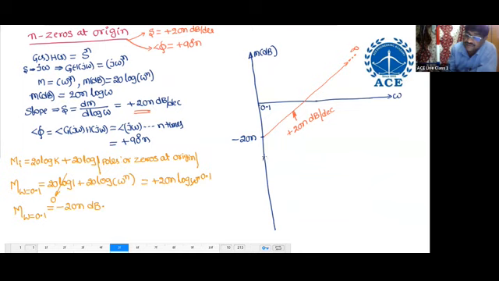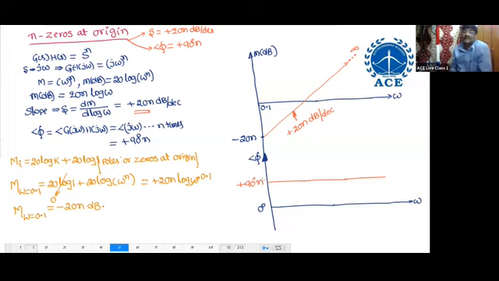So phase. This is 0 degrees. Next, what is the phase angle? Plus 90n. It is plus 90 degrees here. So these are the magnitude and phase plots. Okay. Next one.